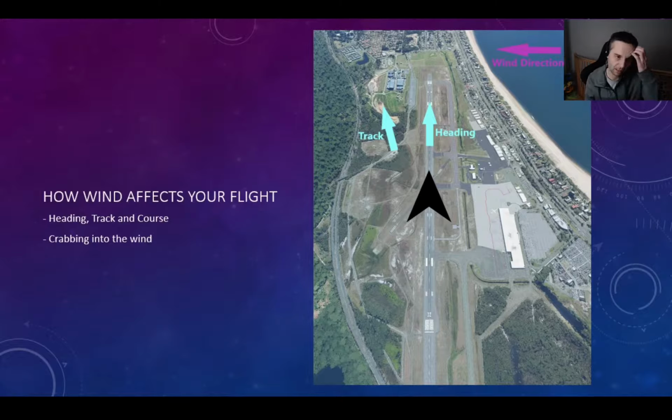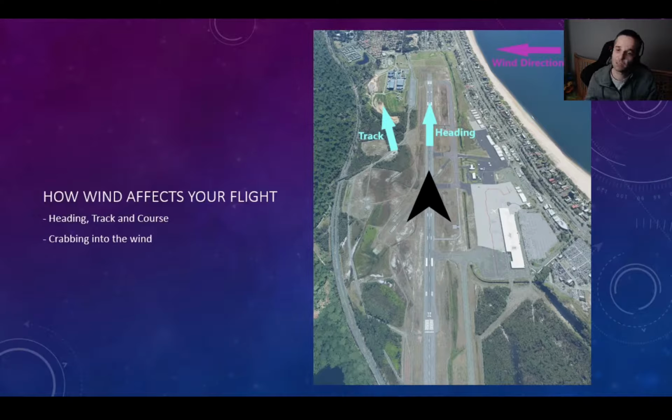Now, reality is there's always going to be some wind. There might be very little wind, but there'll always be a little bit of wind that you have to compensate for. And some days there'll be a lot of wind that you have to compensate for. And that's when you have to know the difference between your heading and your track.